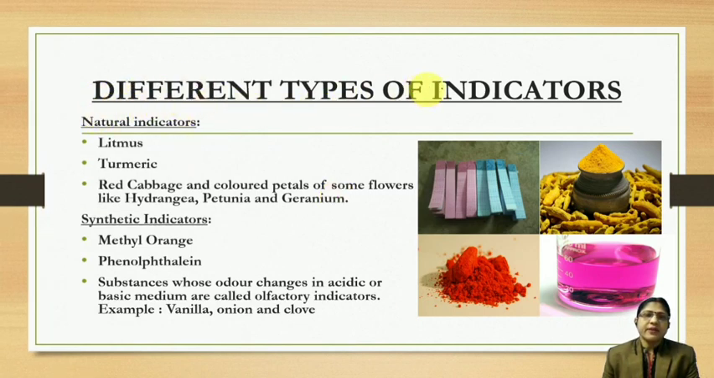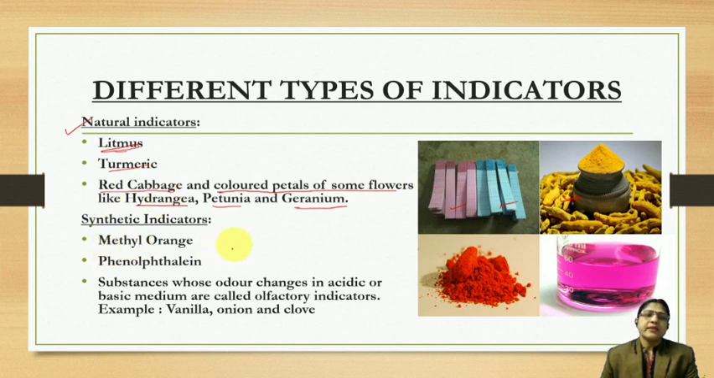Now we will discuss different types of indicators. So natural indicators: litmus, which is extracted from lichen, is one natural indicator. Turmeric, red cabbage leaves, colored petals of some flowers like hydrangea, petunia and geranium. These are some natural indicators, right? This is turmeric, and here red litmus, blue litmus. These are some natural indicators used to know acids and bases.